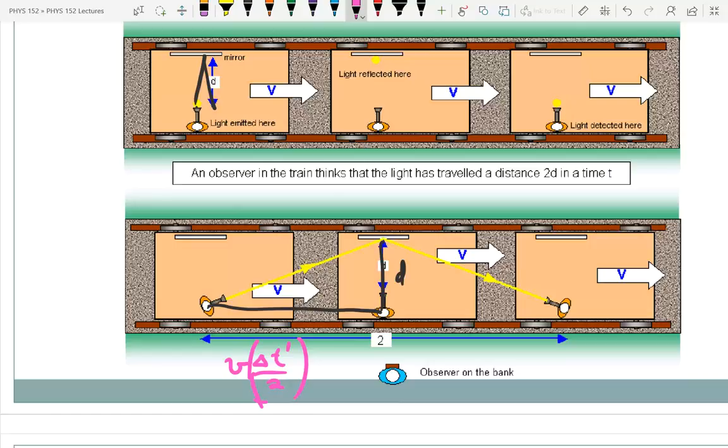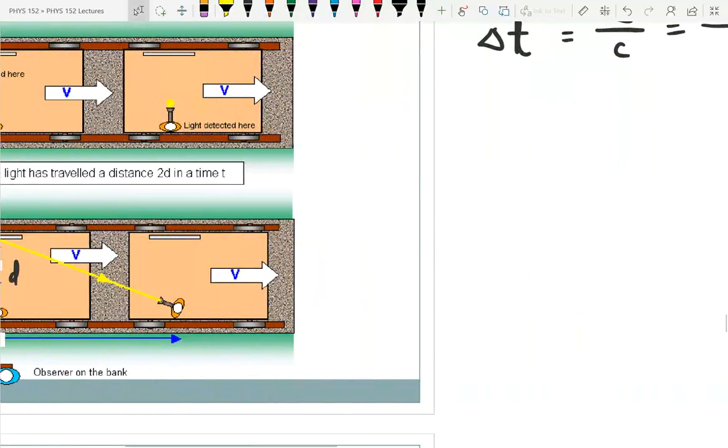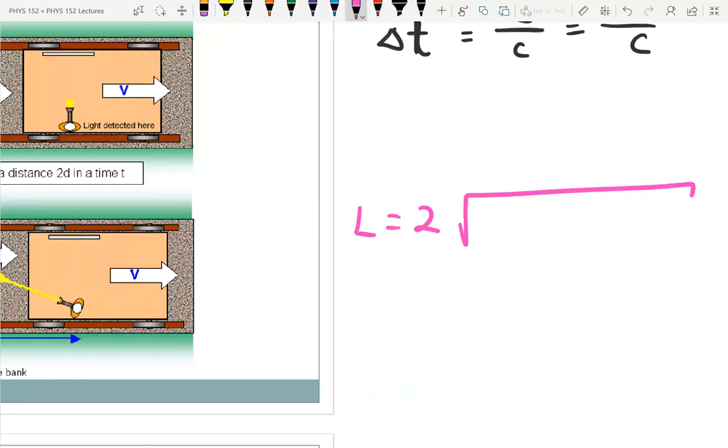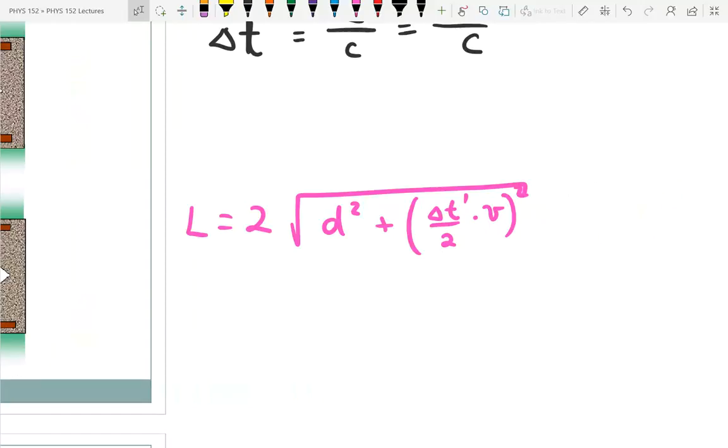It'd be what? You can say use the Pythagorean theorem. So the hypotenuse is going to be, okay, the total length is 2 times the hypotenuse, so I'm putting the 2 out front. And then we just use the Pythagorean theorem, square root of the distance across squared plus what we just calculated, delta T prime over 2 times the speed it's traveling squared. So that's the length it has to travel to go up and back in the moving train.